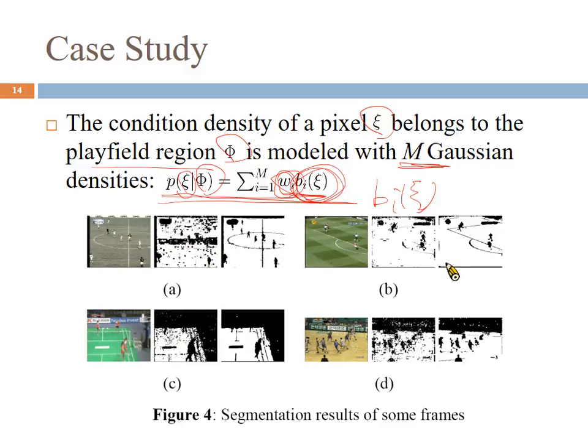So here are some detection results, and we can see that they can get much more accurate results. So for different soccer fields, they can detect them very correctly. And also, not only for soccer, they can also detect badminton or tennis or basketball. Okay, so this is one case study of applying Gaussian mixture model in multimedia content analysis.